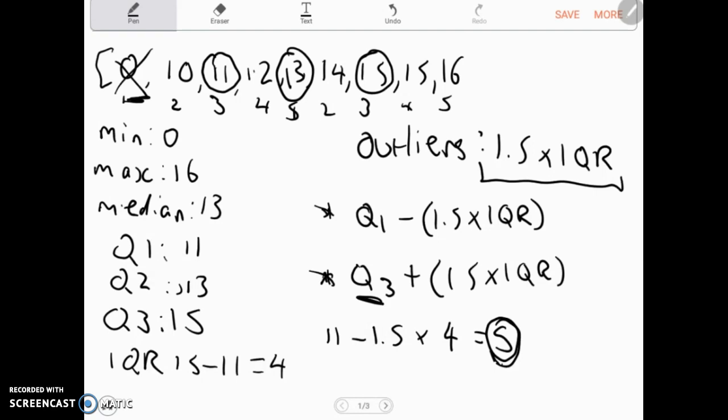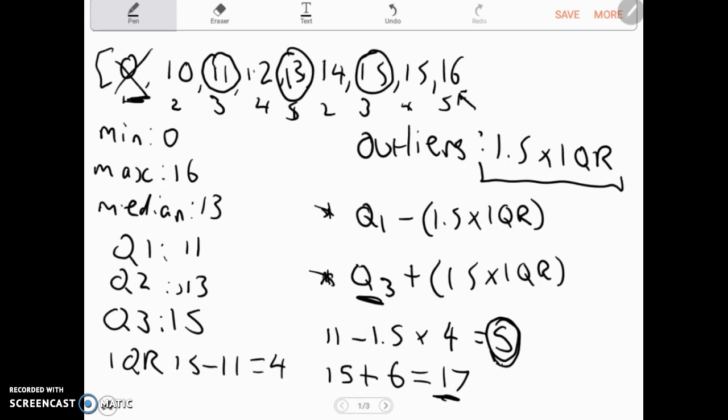So what about the upper value? So Q3 is 15 plus the IQR times 1.5, which was 6, equals 17. Okay? So is there any value higher than 17? Well, no. The highest value is 16. Almost 17, but not quite. So we can keep 16 in there. 16 is not an outlier.